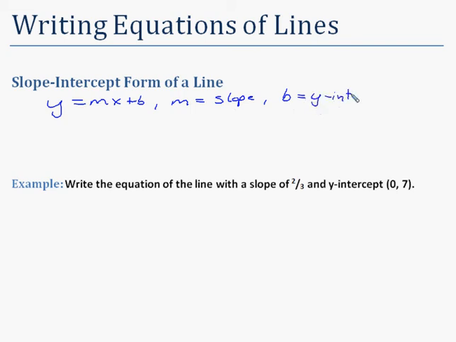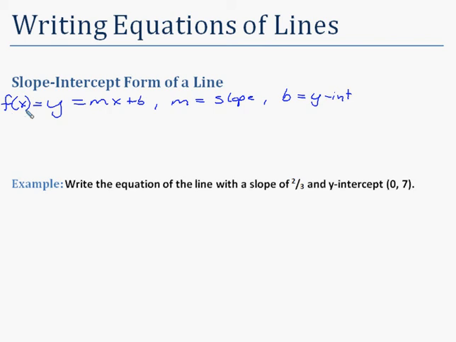And remember, y-intercept is where it crosses the y-axis. So we have y equals mx plus b. That's the form we usually want to work with because that's the easiest to graph with. We also sometimes see this in function notation as f of x or g of x or something like that. So here's a first example.